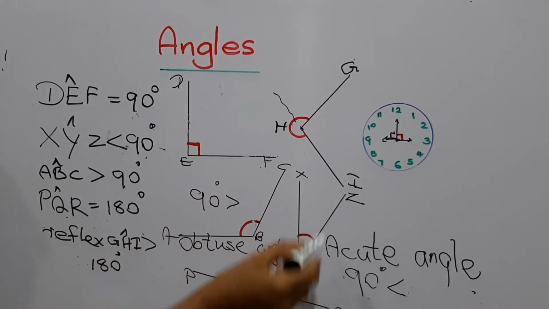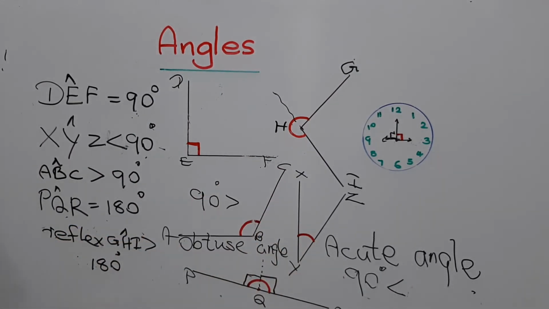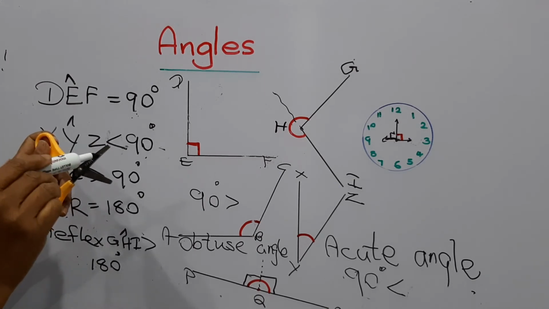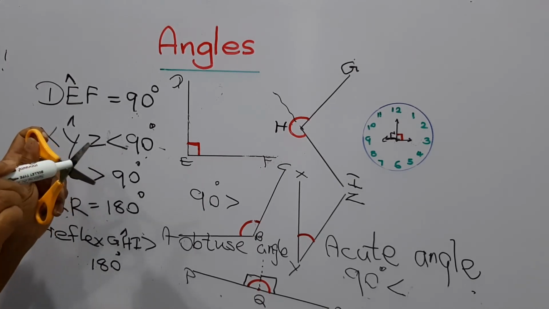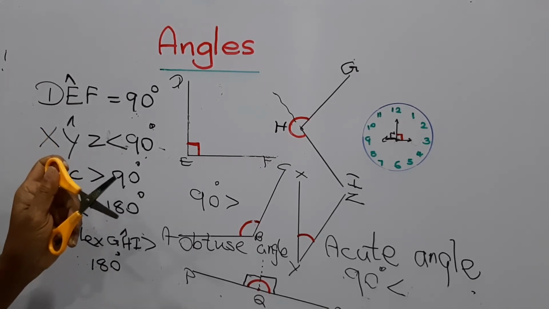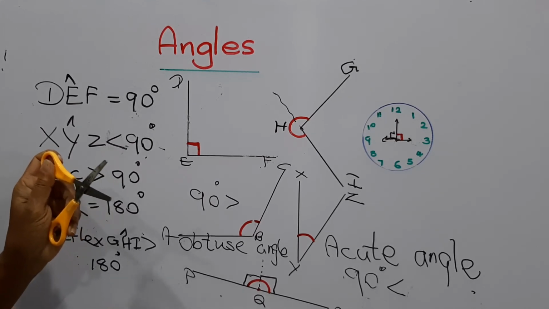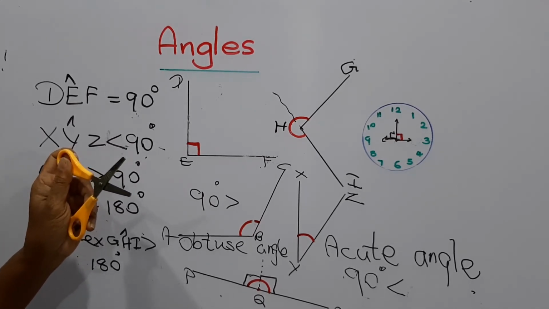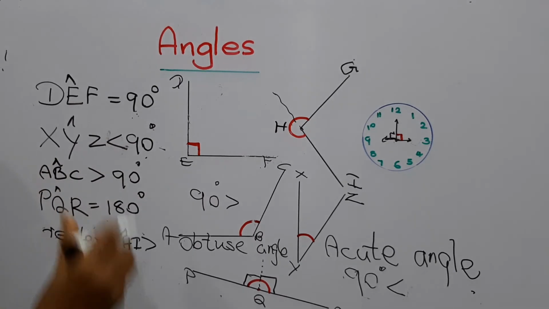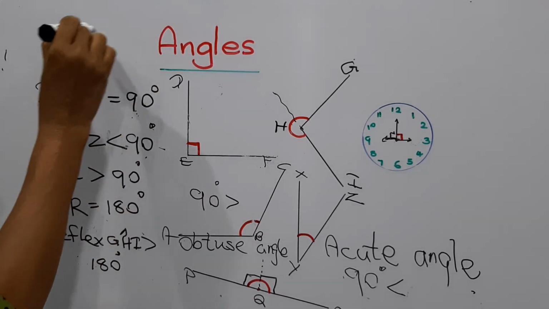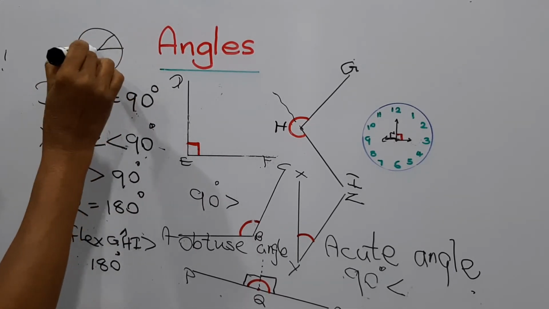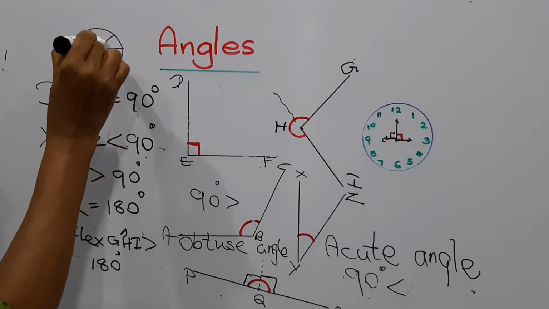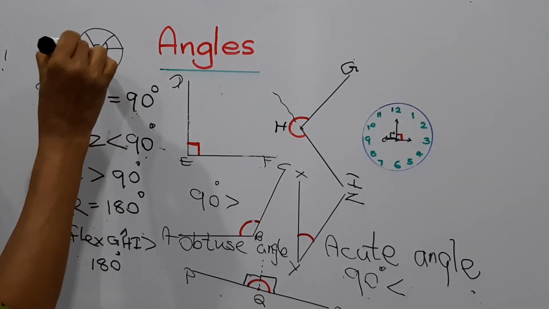Then we come to acute angles. I can show you here. This is an acute angle, right? Then what else can we find in our surroundings? Spokes of a wheel. Can you remember the spokes of a wheel? The angles in between the spokes give us acute angles.